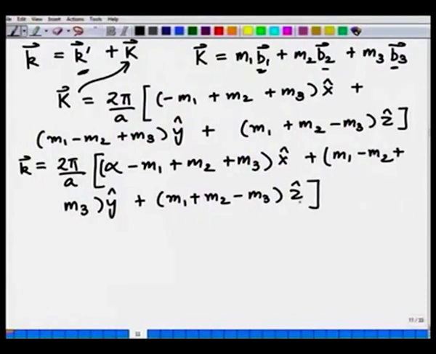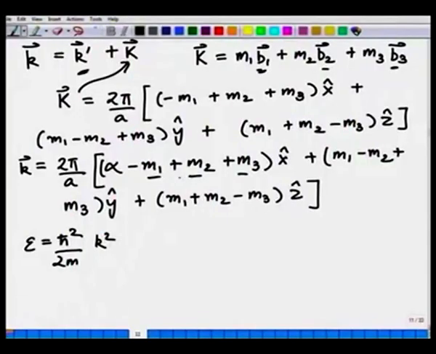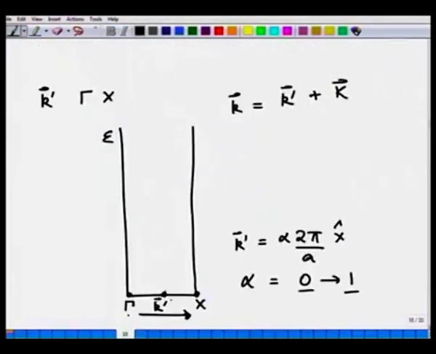And now you see I can substitute different values of m1, m2 and m3 in this expression and calculate energy as h square by 2m times k square, a free electron energy. Once I calculate this for different values of m1, m2, m3, remember alpha only varies from 0 to 1. That means I will always be confined within the first Brillouin zone in the direction of gamma to x point. So, as long as I am confined between these 2 points, that is where I am going to plot.